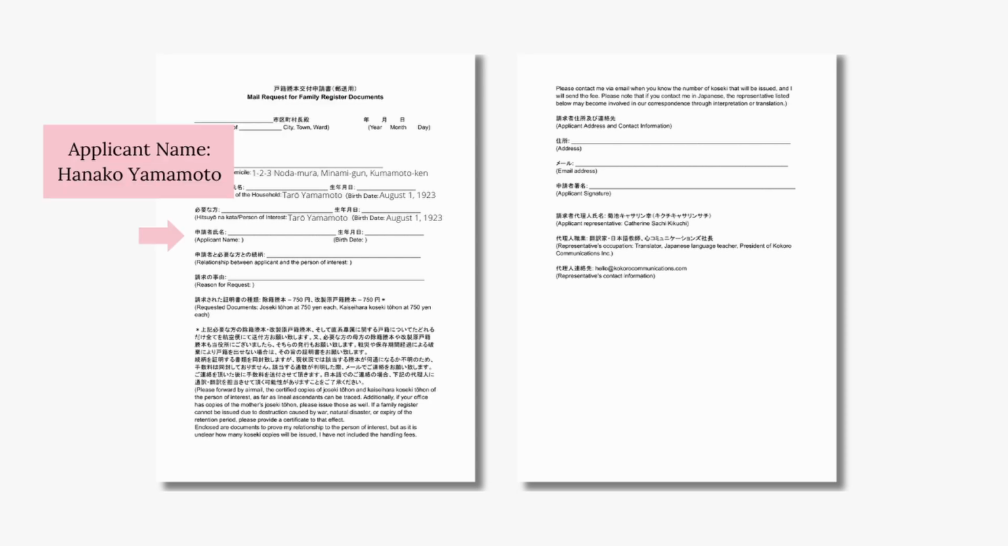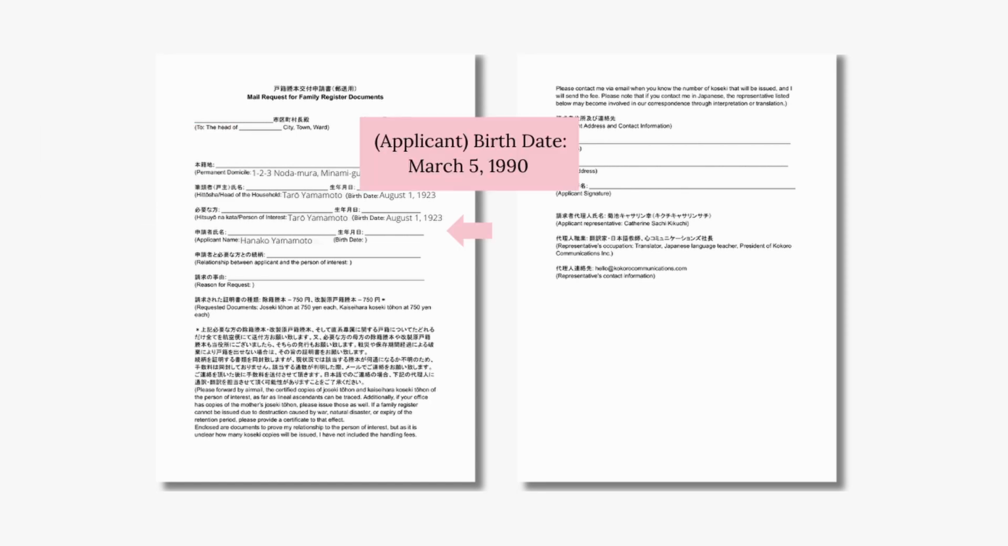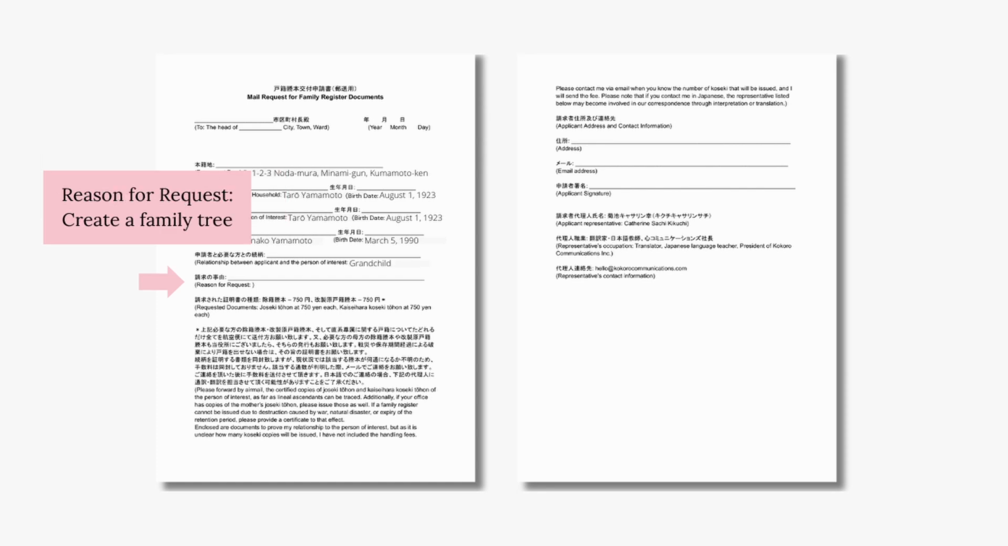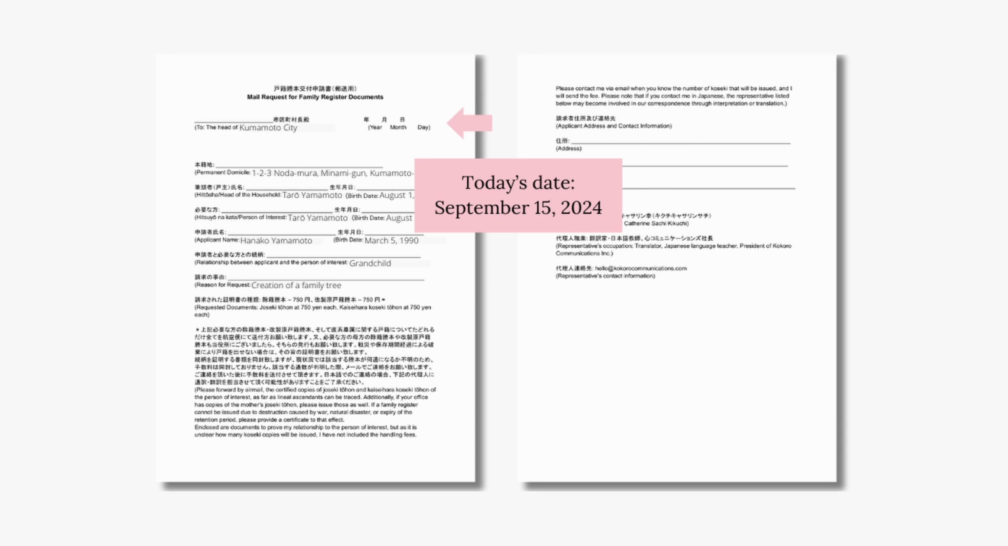In this scenario, my name is Hanako Yamamoto. My date of birth is March 5th, 1990, and Taro was my grandfather. The reason for my request is to create a family tree. According to mykoseki.com, the koseki office I need to mail my application is in Kumamoto City. Today's date is September 15th, 2024.